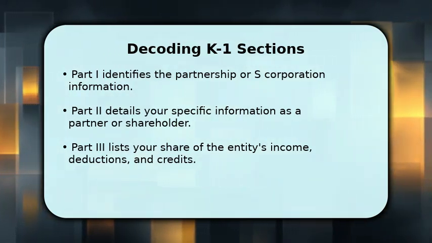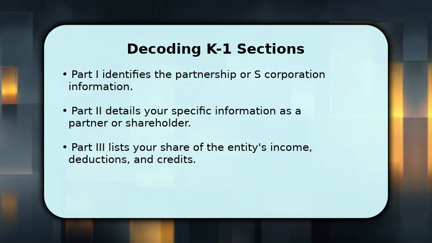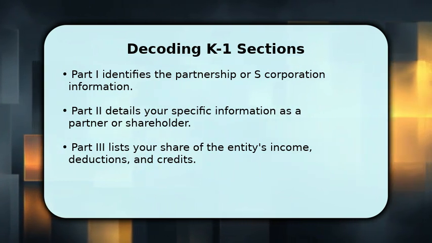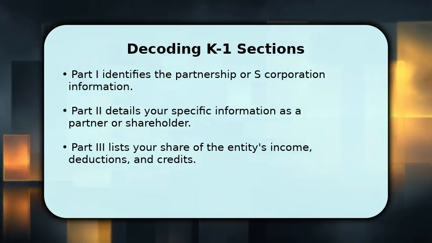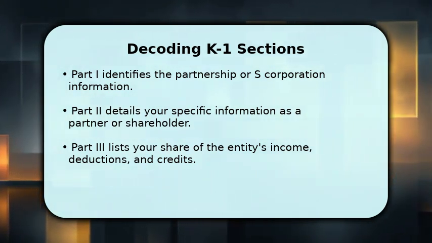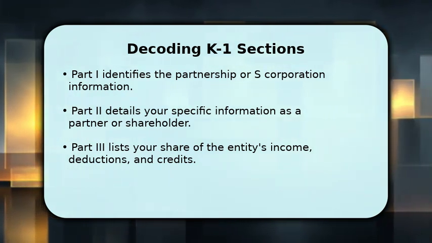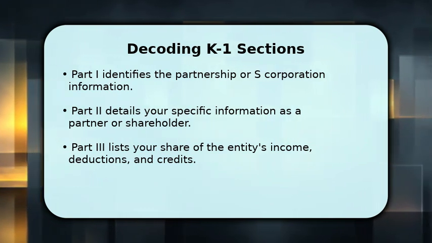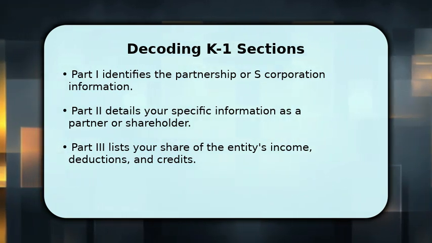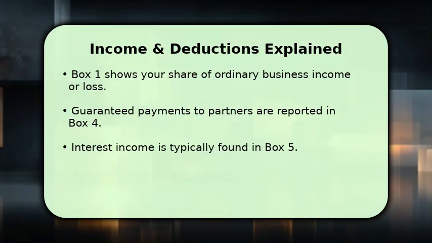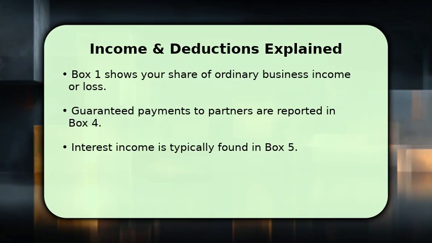Part 1 provides details about the entity itself, including its name and identification number. Part 2 focuses on you, the recipient, showing your name, address, and ownership percentage. Finally, Part 3 is the core, presenting your allocated share of the entity's financial activities, which you'll use for your tax forms. Now let's look at some common items you'll find in Part 3.